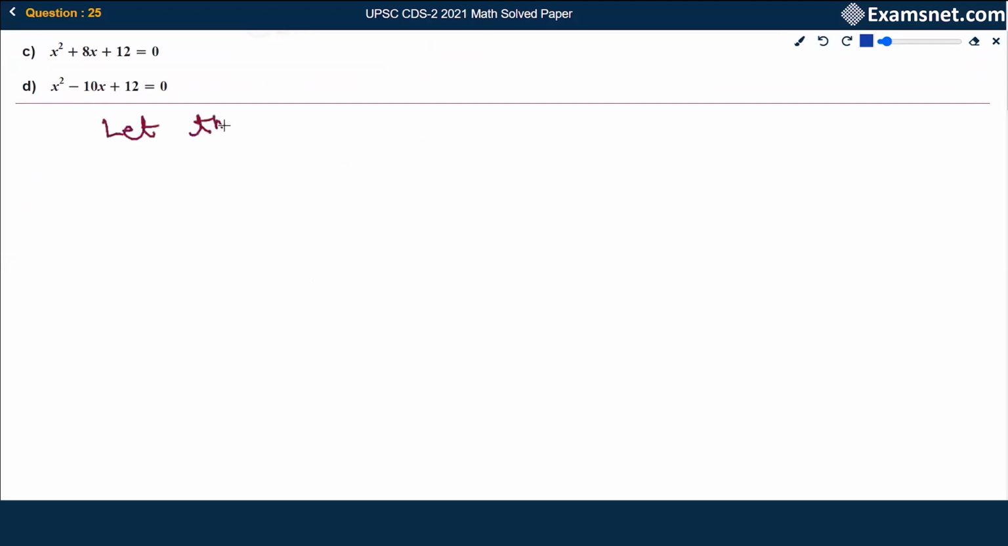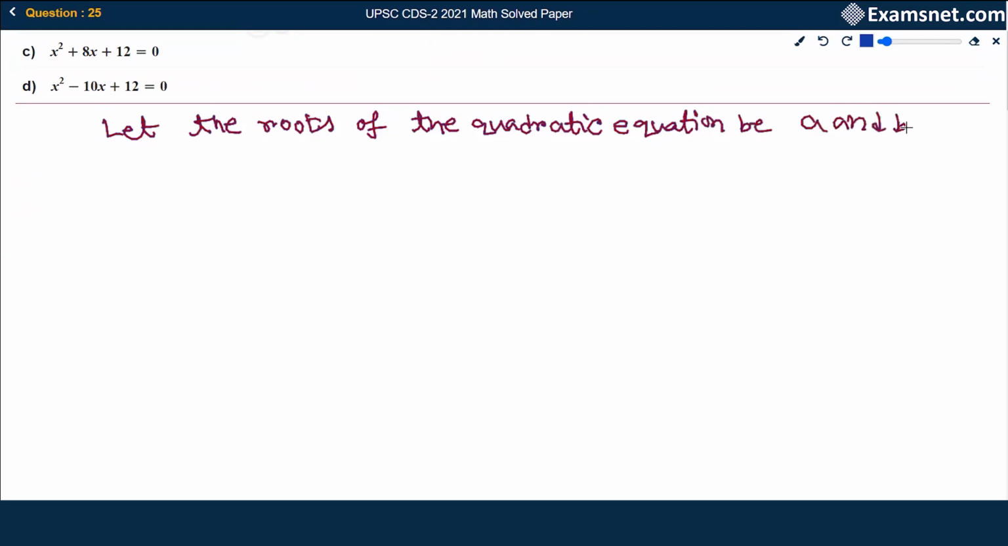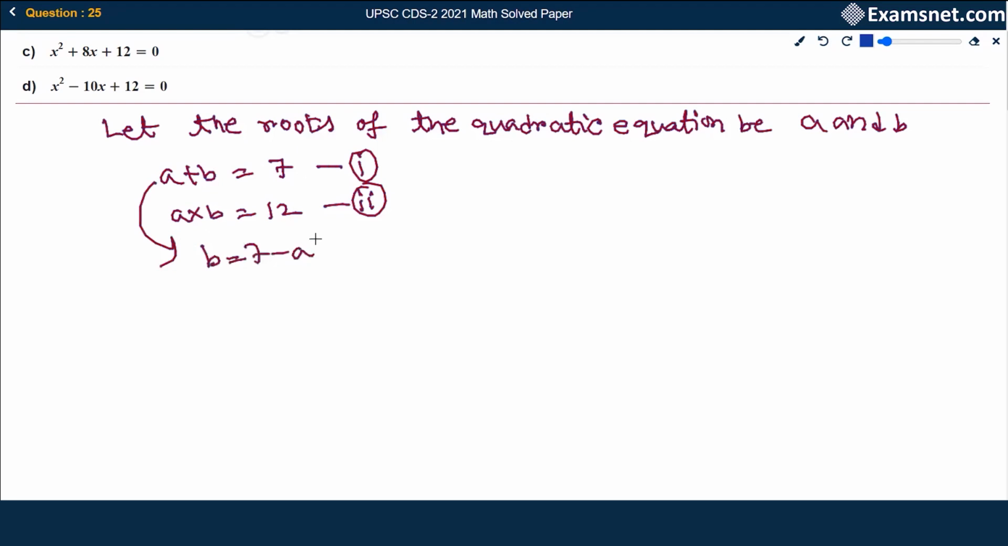Let the roots of the quadratic equation be A and B. So it is being given that the sum of these two is 7 and the product of these two is 12. Let's name it equation number 1, equation number 2. So from 1, we can write B equals 7 minus A, right? Now let's put the value of B in equation number 2. Therefore, we will get A multiplied by 7 minus A equals 12.